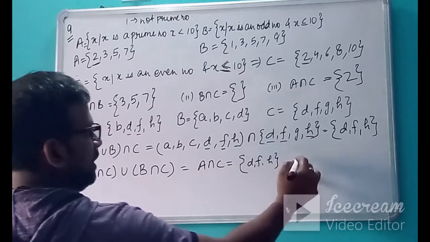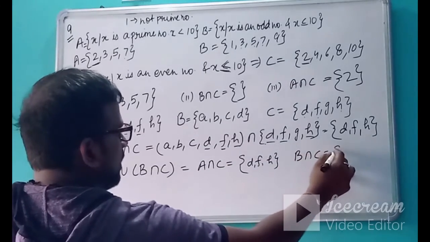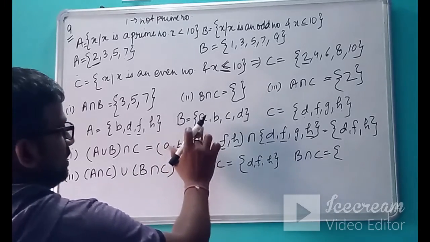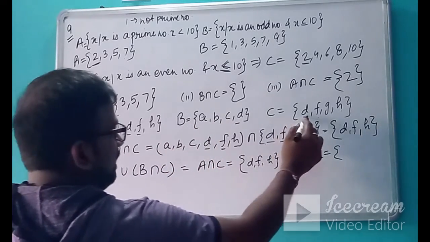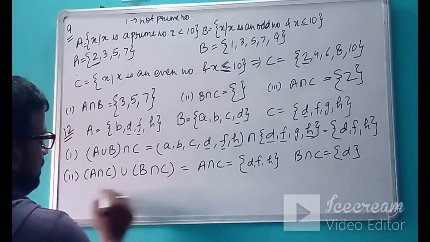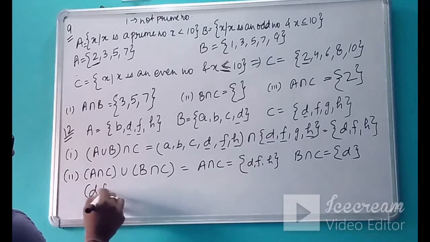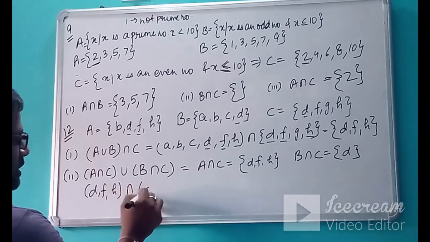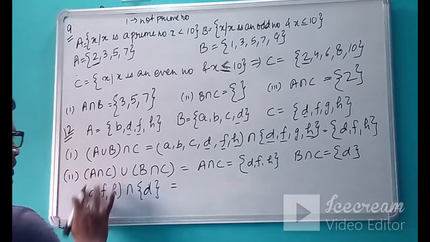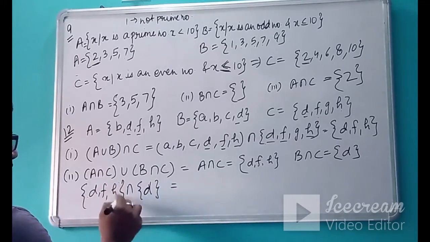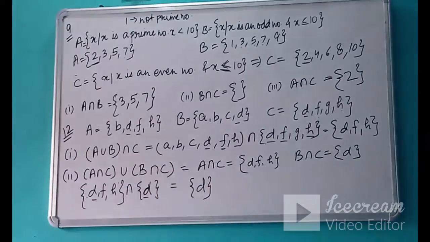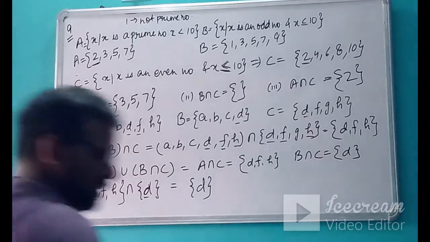Then what will we calculate? B intersection C. So B intersection C, that means common elements are D and D. Okay, only D is common. So what is their intersection? Their intersection will be D, F, H intersection D. So only one element is common in this, that is D. So the answer will be D. Okay, like this you can calculate.